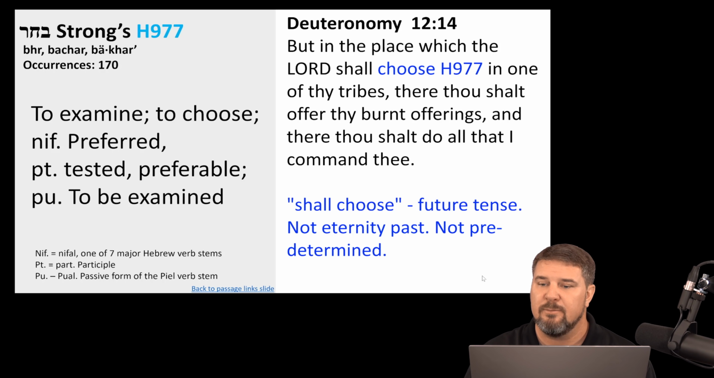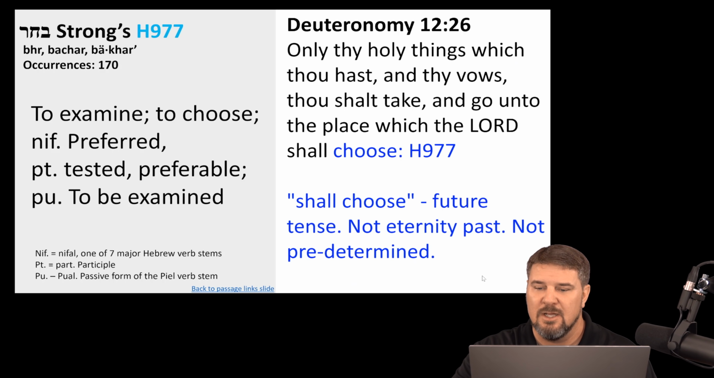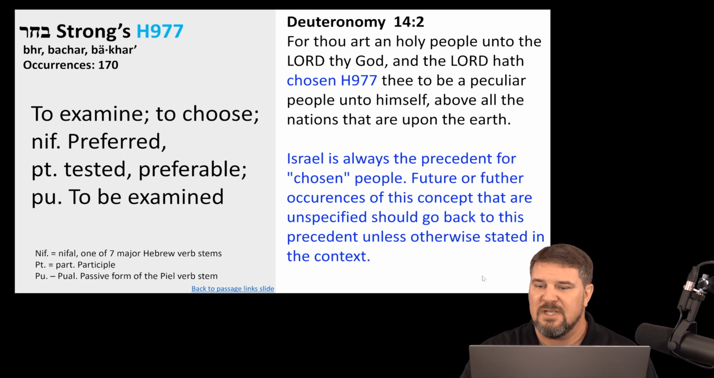Deuteronomy 12:4, but in the place which the Lord thy God shall choose, future tense, not eternity past, not predetermined. Deuteronomy 12:8, Lord thy God shall choose, future tense, not eternity past, not predetermined. Deuteronomy 12:26, Lord thy God shall choose, future tense, not eternity past, not predetermined. Deuteronomy 14:12, and the Lord hath chosen.